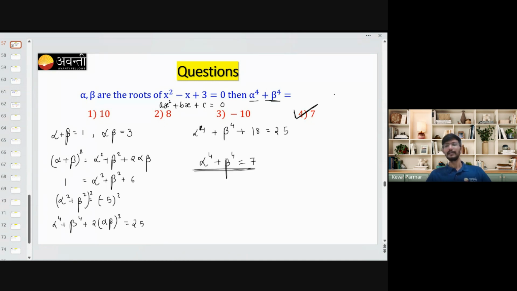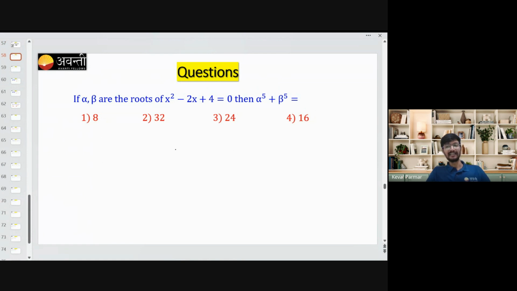What is the option? It's option D. Correct, guys? Let's move to the next question, which is this one. Again, I told you we'll be doing two methods. One method that I just showed you by using algebraic identities. The other method, which you can see here, we'll be using this.